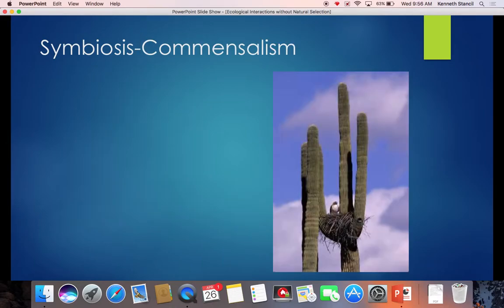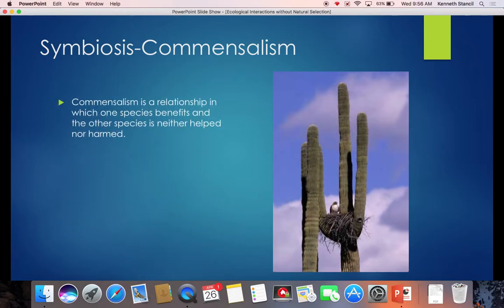Here's another one. Commensalism. Commensalism is a relationship in which one species benefits and the other species is neither helped nor harmed. Now, this bird has built its nest in this cactus. Why would it do that, up off of the ground, build its nest in this cactus? Yeah, and a snake isn't crawling up that cactus to eat the eggs, is it? We know that cactuses are full of needles and they hurt. So that's a very safe place for that bird to build its nest. So the bird benefits, but the cactus gets nothing out of this. It doesn't really get anything.